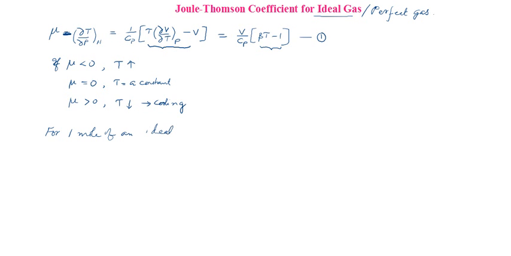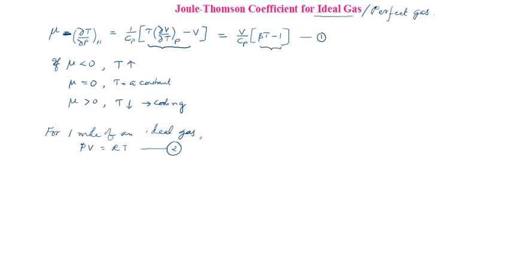What's the equation of state? PV is equal to RT. PV equal to nRT becomes PV equal to RT. Since I have already named the other equation 1, let me call this 2, PV equal to RT. Now I'm going to use this equation for mu.